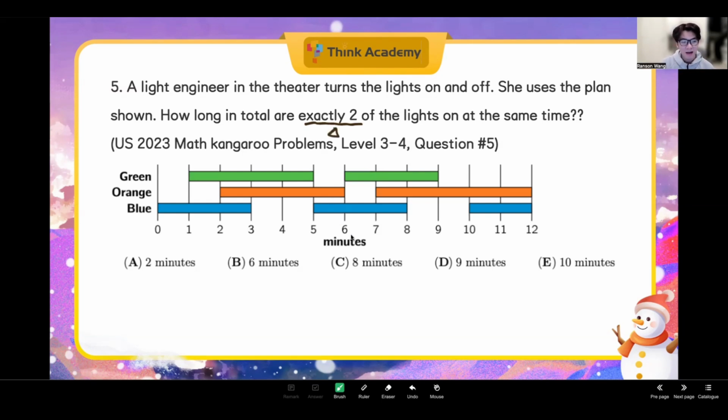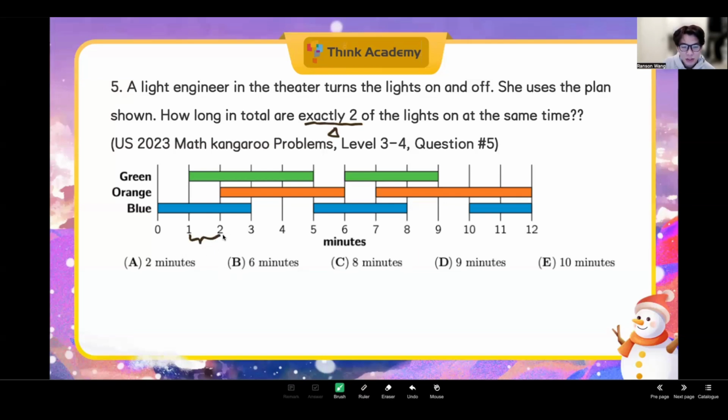Understanding this, first we interpret this graph. The graph horizontally shows the time elapsed, from 1 minute, 2 minutes, 3 minutes, and vertically it shows different lights and during which period of time they are on. For example, during the first 1 minute, only the blue light is on. And during 1 minute to 2 minutes, both blue and green are on. So this period is exactly what we're looking for.